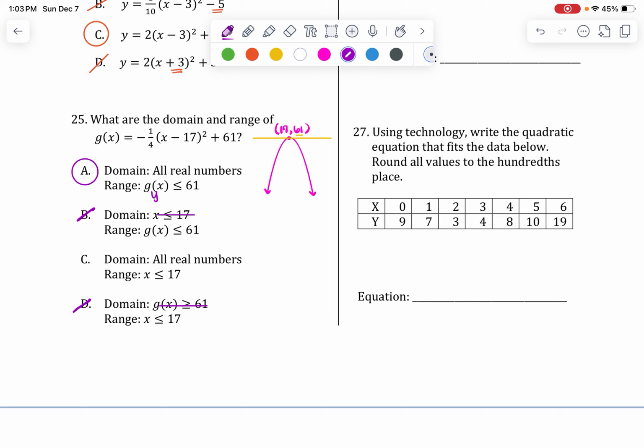And look at answer choice C. It doesn't even make any sense because it says x. That's not a range variable, right? Range is y's, so I know it can't be C anyway. So these are some pretty easy multiple choice options, right? They have glaring errors that cause you to eliminate them as options.